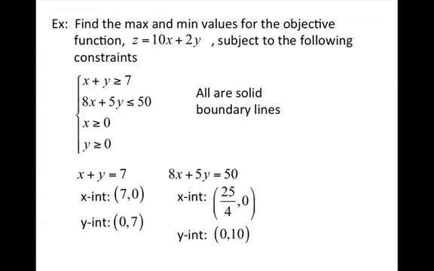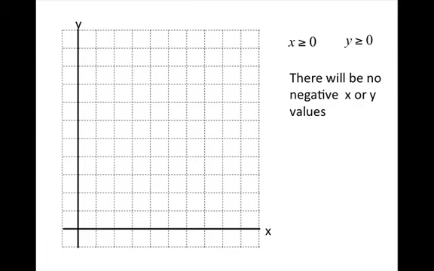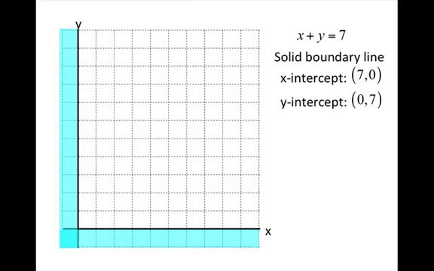So now we're ready to graph these boundary lines. First, begin with the restrictions x and y are greater than 0. That means there's going to be no negative x or y values, so we're using quadrant 1. So we can shade or mark out all other quadrants. Next, let's graph x plus y equals 7. So I have the intercepts (7, 0) and (0, 7). And I'm going to draw a solid boundary line through these and label that boundary line as line 1.